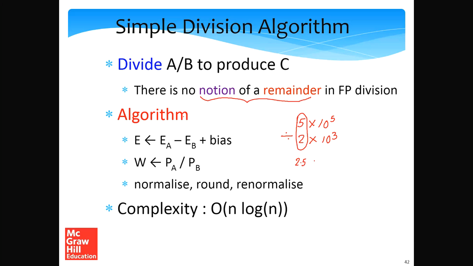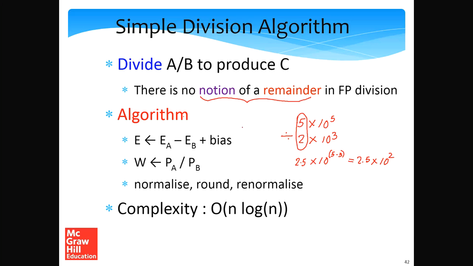Then we will compute the new exponent, which is 10 to the power 5 minus 3. So in multiplication, we add the exponents, in division, we subtract the exponents. So what we get is 2.5 times 10 to the power 2. So this is exactly what we need to do in division. We need to subtract the exponents and we need to divide the significands. After that, the rest of the steps will be the same.